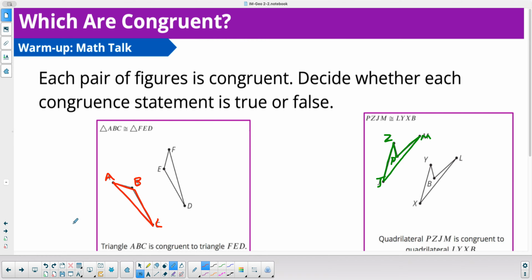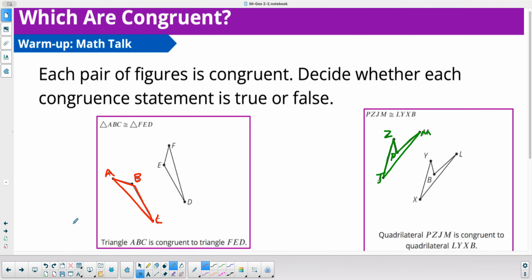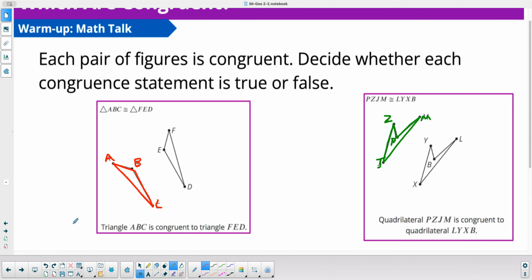All right, so each pair of figures is congruent. Decide whether each congruence statement is true or false. So here's my congruence statement. That would mean angle A pairs up with F. It would mean angle B pairs up with E, or I'm saying pairs up, but really corresponds to, and also is congruent, and then C and D.